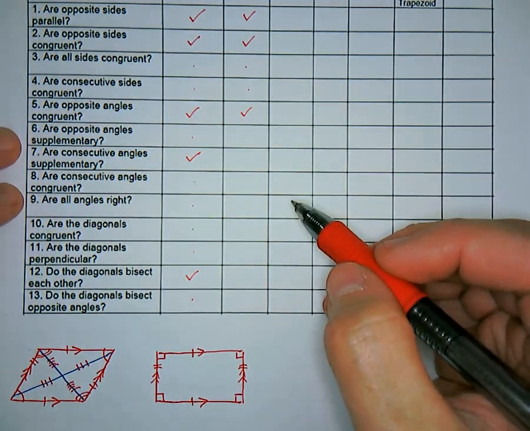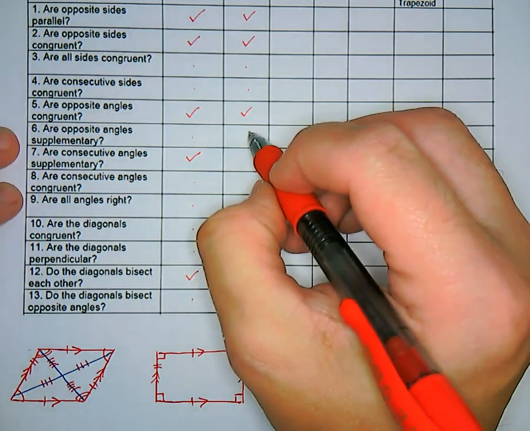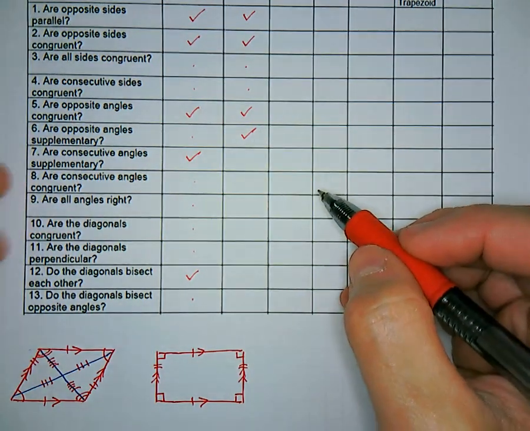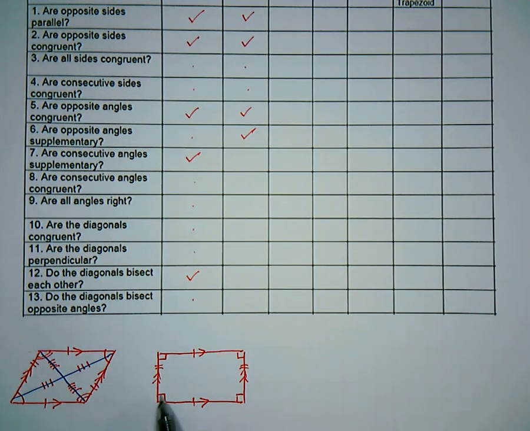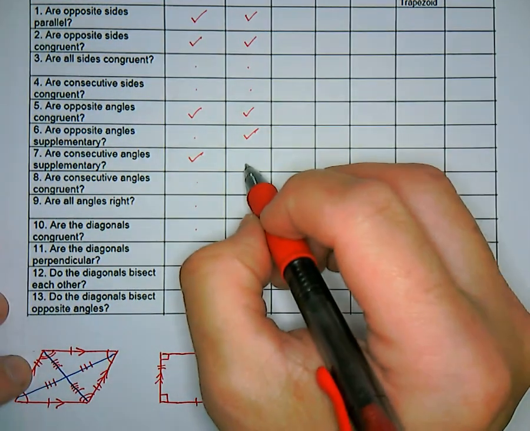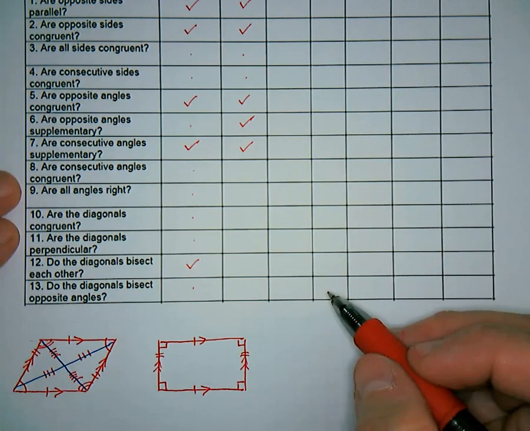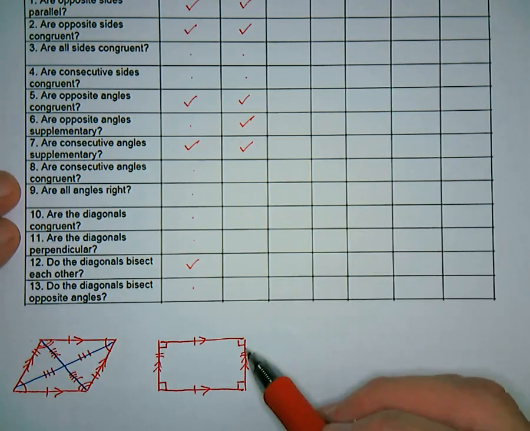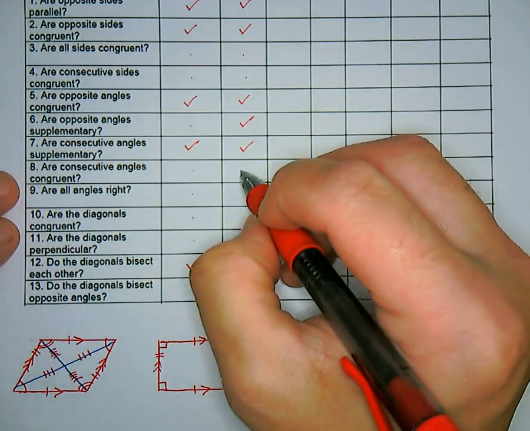Are opposite angles supplementary? Well, that angle and that angle, 90 and 90, that's 180. So that works as well. Are consecutive angles supplementary? So that would mean this and this, 90 and 90 is 180, or 90 and 90, that's 180. So yeah, absolutely, that works. Are consecutive angles congruent? Well, yeah, consecutive angles are congruent, because 90 is congruent to 90, 90 is congruent to 90.